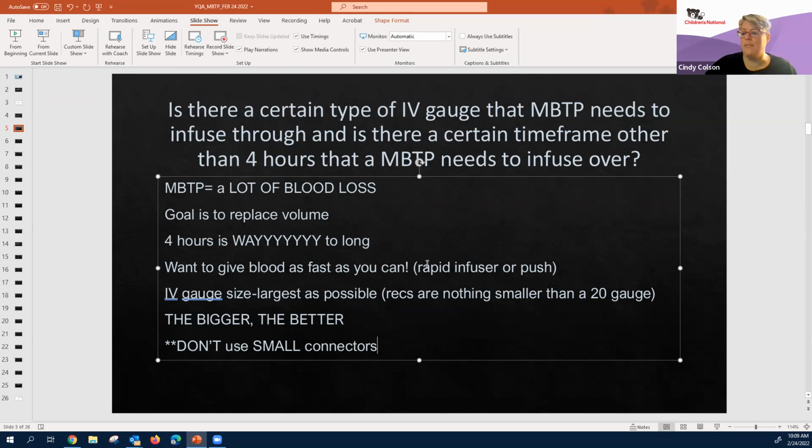Okay. And what's the weight limit again, Jen, for the rapid transfuser? Is it they have to be over 15 kilos or is it 20? I believe it's over 15 kilos. Okay. The 20 is the 20 gauge and the 15 is the weight. Yeah.